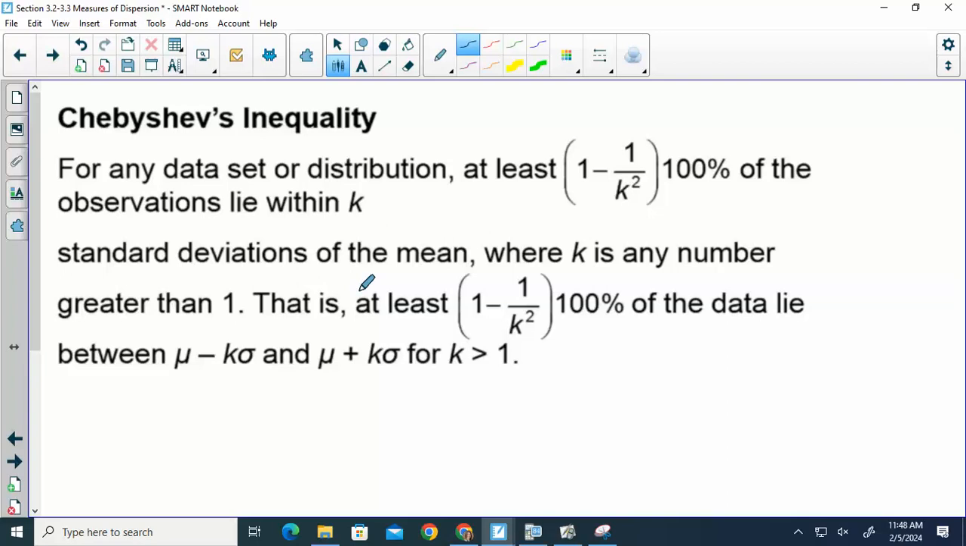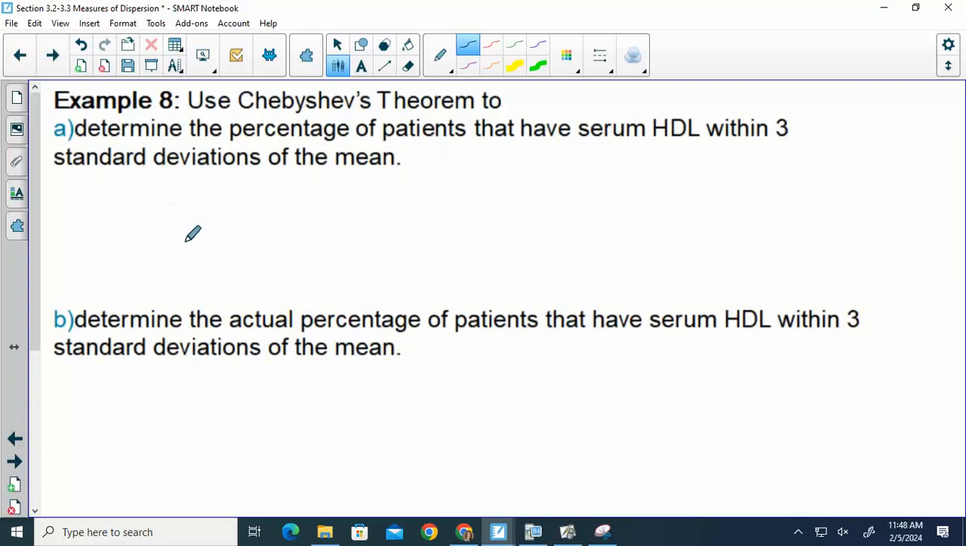If we try this on a set of data: using Chebyshev, determine the percentage of patients that have cholesterol within 3 standard deviations of the mean. So it's 1 minus 1 over 3 squared. That gives us 0.8889, or 88.89%.